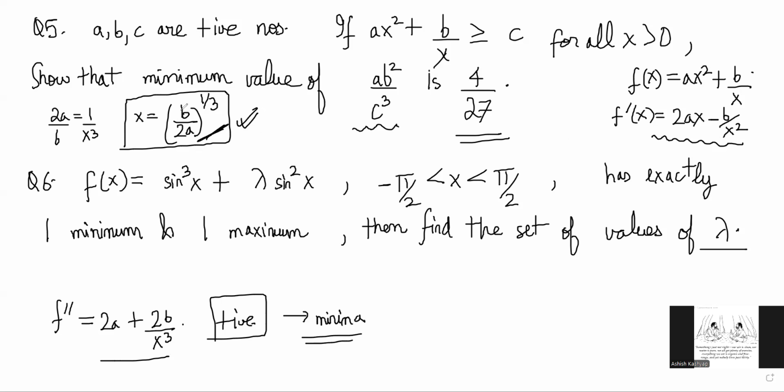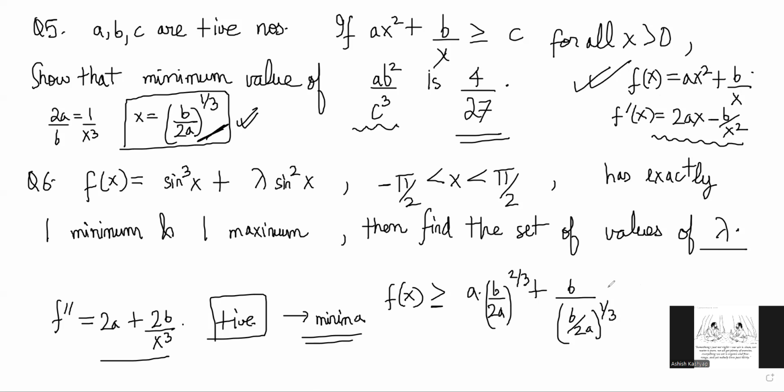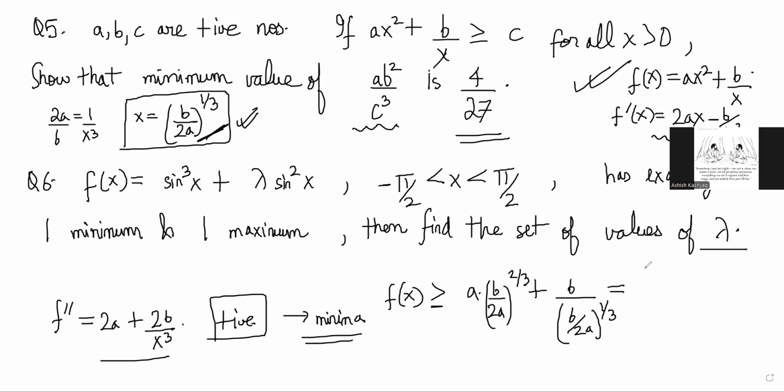And now you put x is equal to (b by 2a) to the power 1 by 3 into f of x, and you should be able to find the minimum value. So basically, what we are getting? f of x should be greater than or equal to the minimum value, which is coming as a into (b by 2a) to the power 2 by 3 plus b by (b by 2a) to the power 1 by 3. Is everyone understanding what I'm saying? Yes, sir. So we have to simplify this a little.